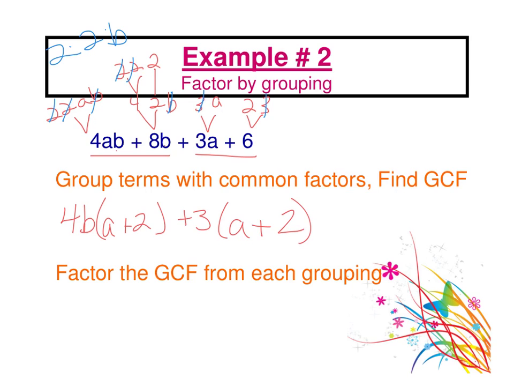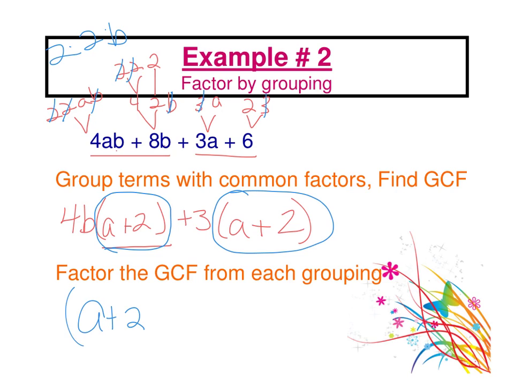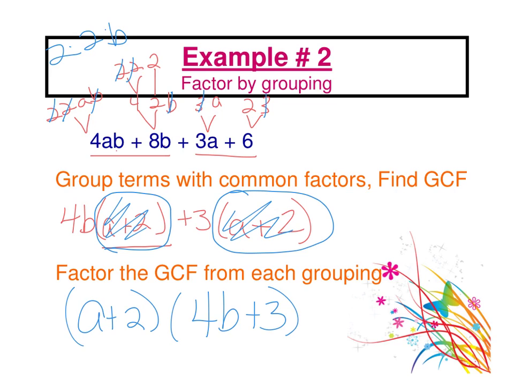Alright, then if you'll notice these groupings here, this one has the quantity a plus 2. This one has the quantity a plus 2. So both of these terms share the a plus 2. So that's one factor. And then when I take that out, I'm left with the other factor, which is 4b plus 3. And if you FOIL this out, you'll get right back what we started with.